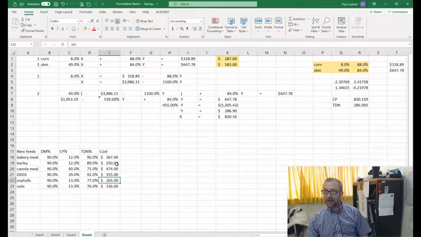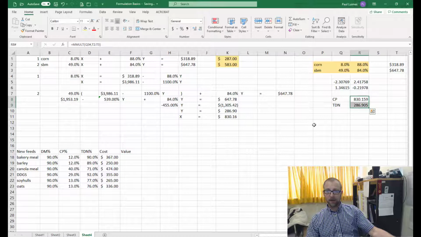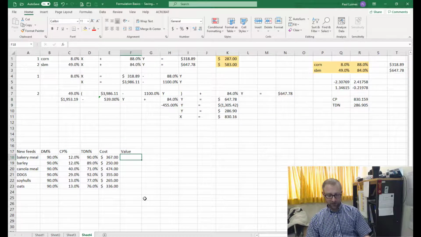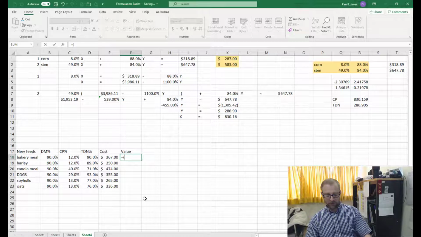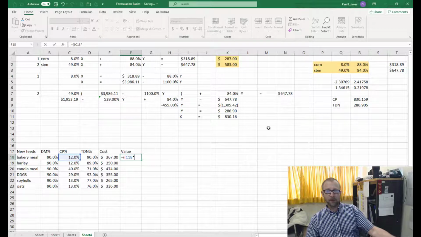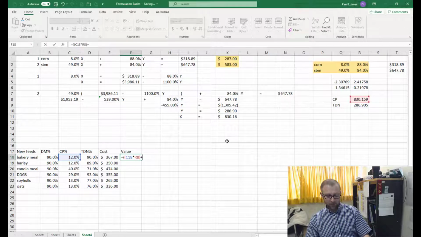Okay, so once I have these feeds in here, the first thing I want to do is now find out what the value of these feeds are. Okay, so this is going to be the value. And now remember, these numbers are based on a dry matter basis. So what I'm going to do is go equals, first thing, a big two brackets here, and I'm going to say how much protein is in this feed, multiply it by the value of the protein, which was this number up here, or that number right there, depending which one you want to use, and then what is the value of the TDN? The TDN is going to be that times the value, $286.